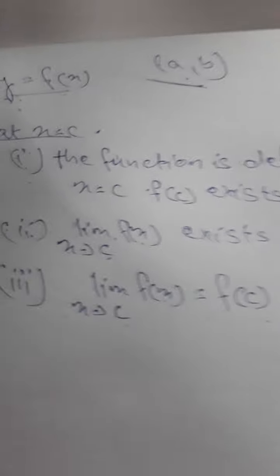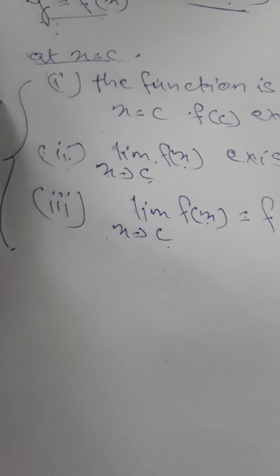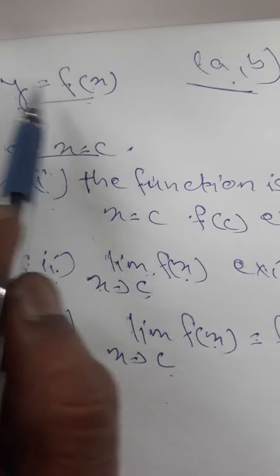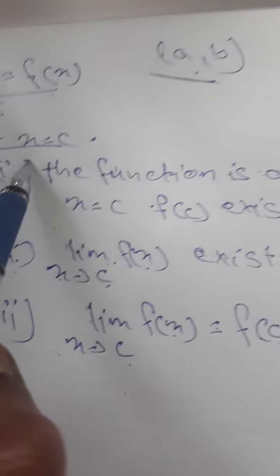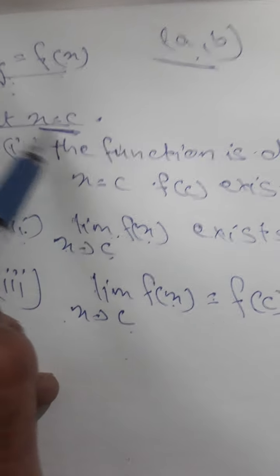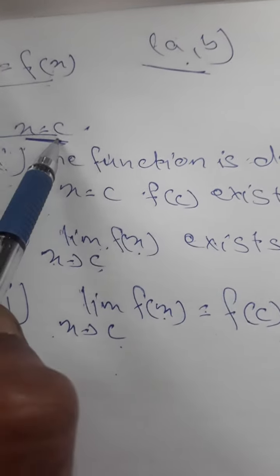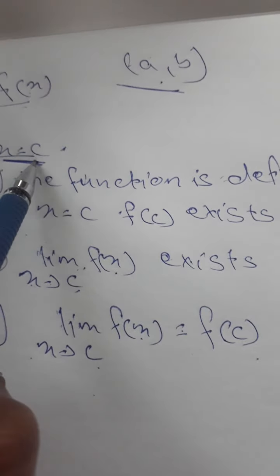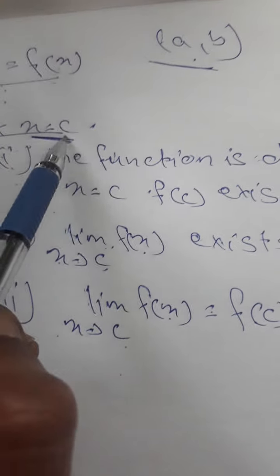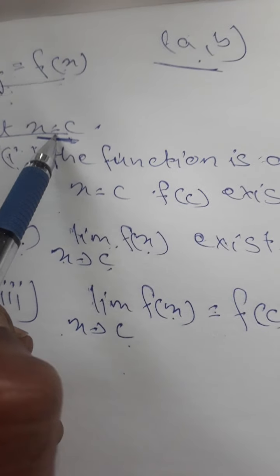If these three conditions are satisfied, then we say that the function y is equals to f of x is said to be continuous at the point x is equals to c. This is at any one point. Then how to extend the same definition to an interval?